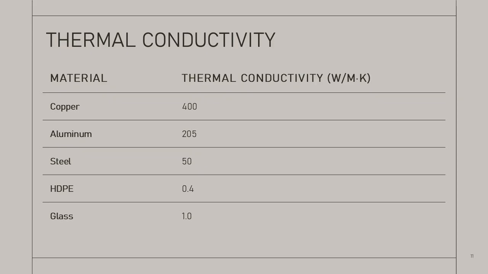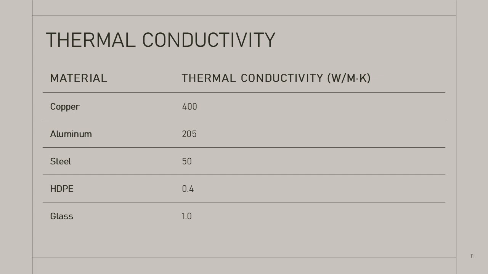Thermal conductivity, or K, measures heat transfer capability. Metals like copper, approximately 400 watts per meter per Kelvin, and aluminum, approximately 205 watts per meter per Kelvin, are excellent conductors, making them ideal for heat exchangers and electronics cooling.